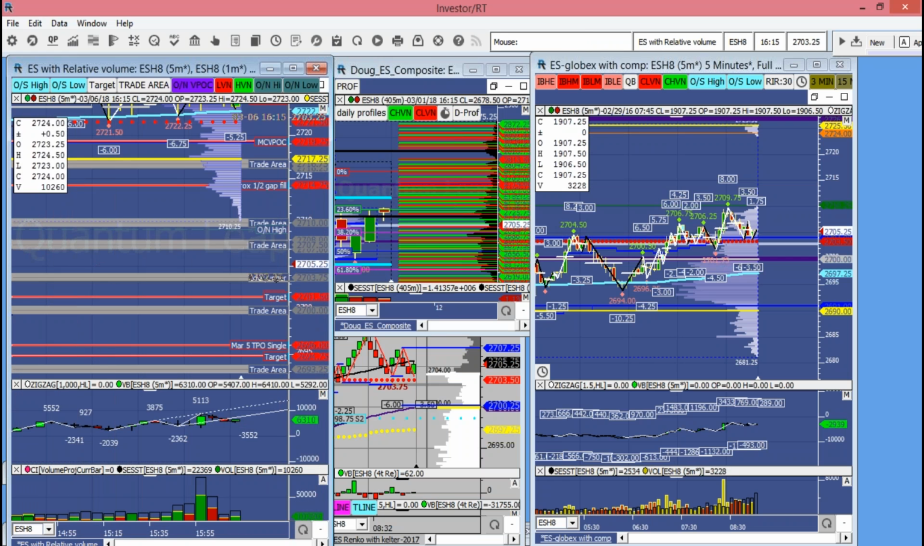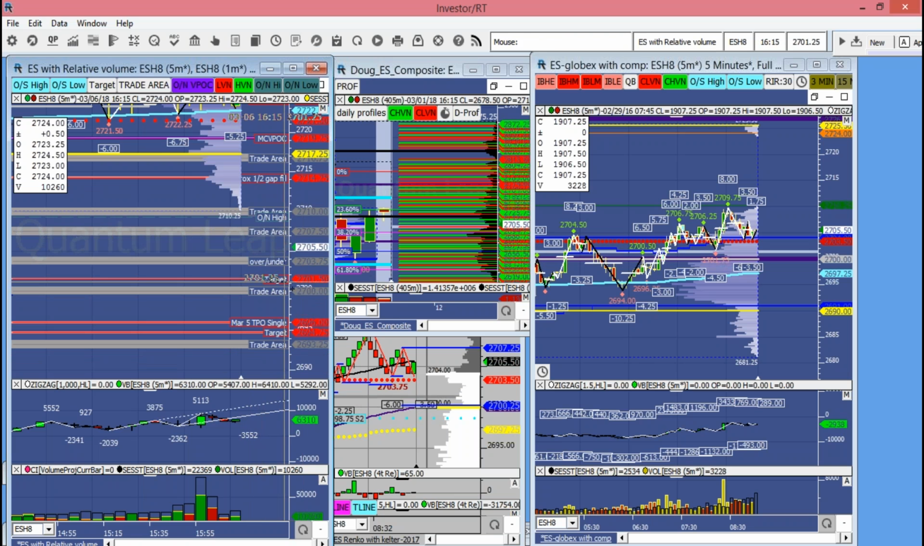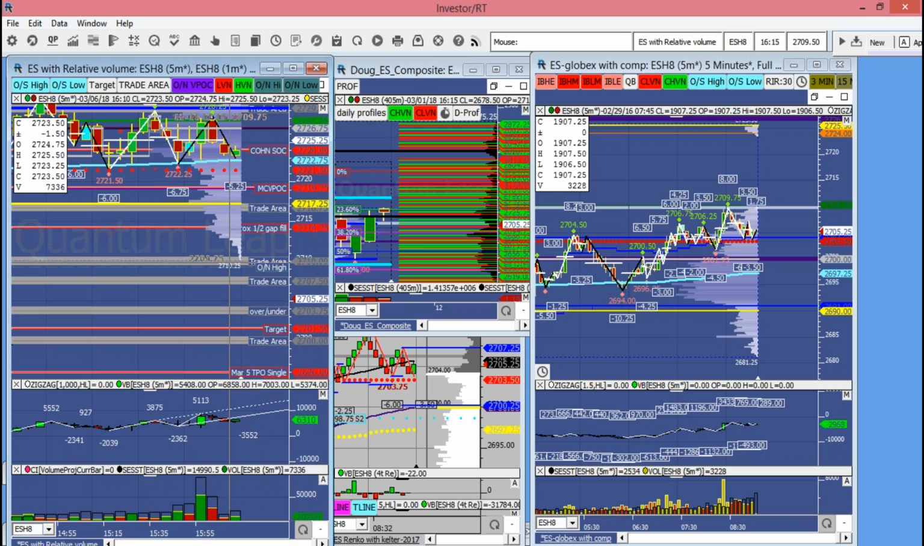So my hypo 1: open auction, out of range, a push down to test the 2700, and somewhere between the 2700 and the 94.75, I'm looking for buyers to step in, rotate us up through, come up into the overnight high, take out the overnight high, chop in the 2710, and then push up into the 14.